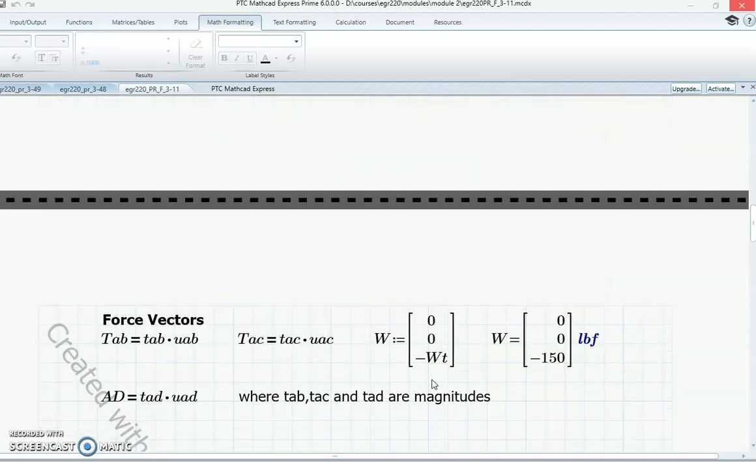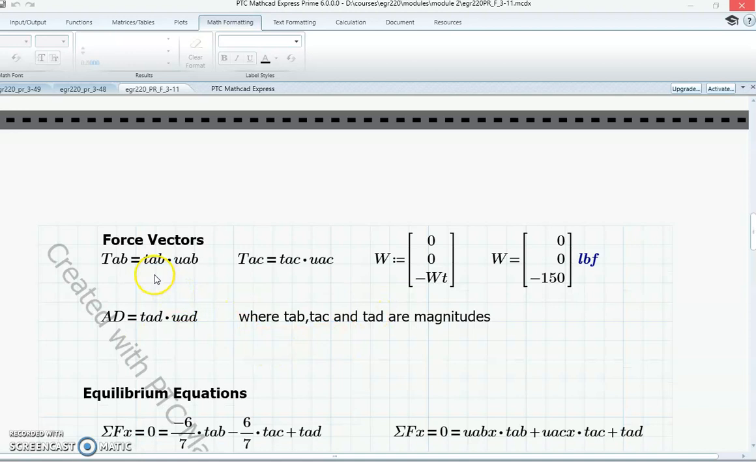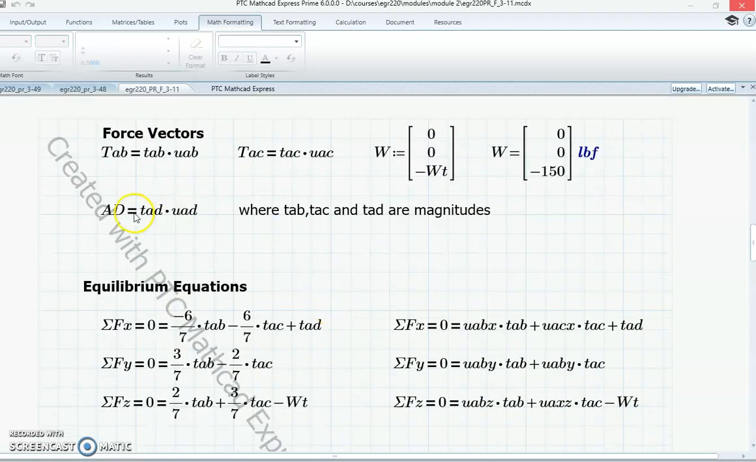And then I'm going to use capital T for my vectors, little t for my magnitudes. And so the vector force TAB is magnitude times direction, magnitude times direction. My weight is just the weight in the negative direction. I call the vector W and the magnitude WT. And then AD is just TAD UAD.